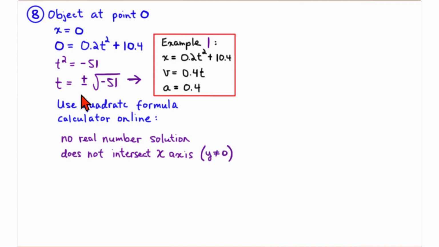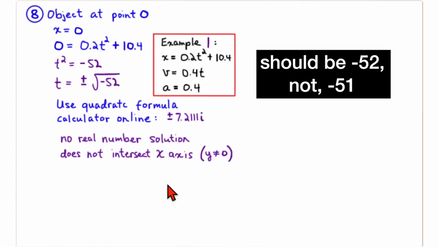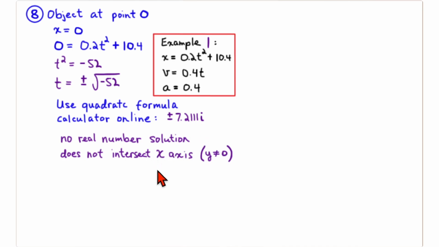And it turns out that there is no time when the distance is equal to 0. Because time is equal to the positive and negative square root of a negative 51, that is not a real number solution. It is a complex number. It has an imaginary component and a real component. So there's no real solution because that graph shows you that the body never is at point 0.